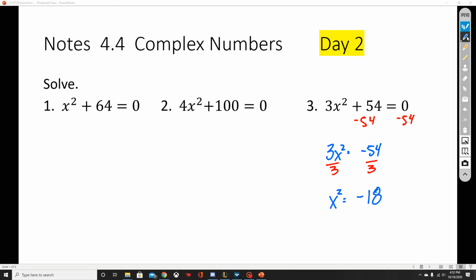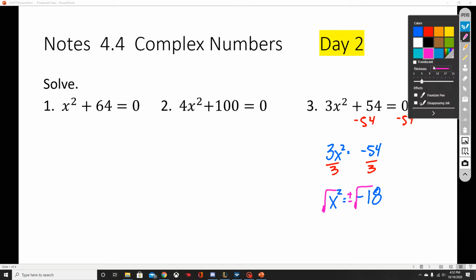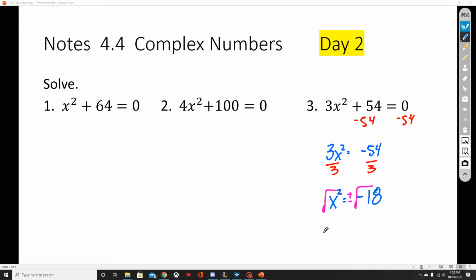All right, now at this point, we're going to take a square root. Don't forget about the plus or minus. So we're going to have x is equal to plus or minus. All right, now square root of 18, 18 is not a perfect square. So over here, let's figure out what the square root of 18 actually is. And to do that, we're going to break it into perfect square factors.